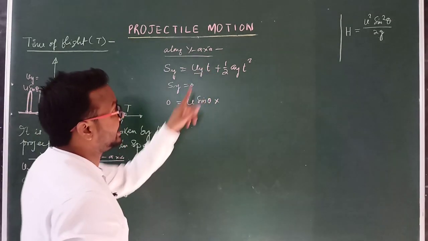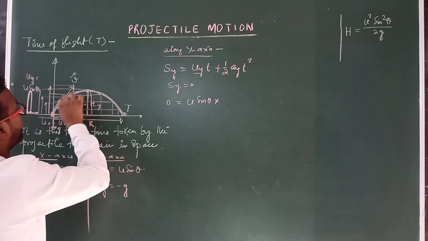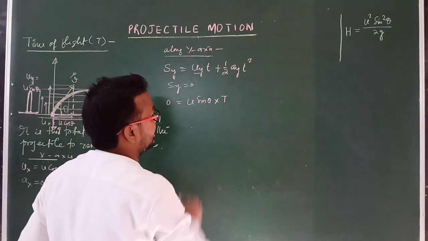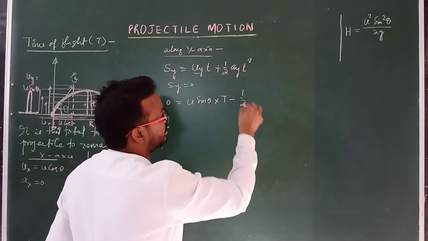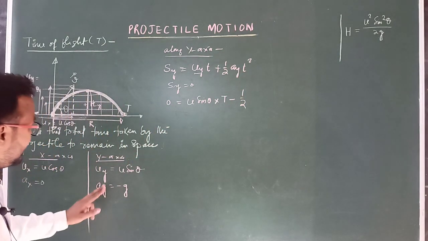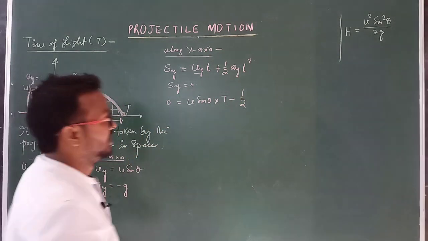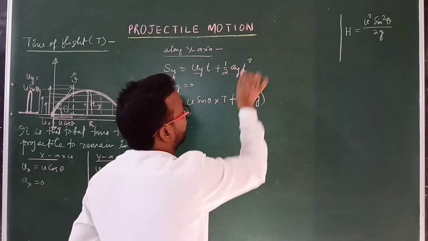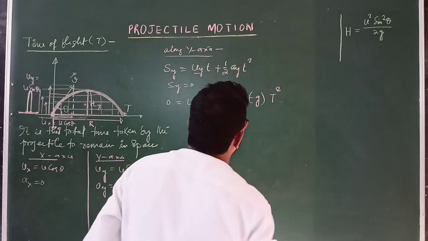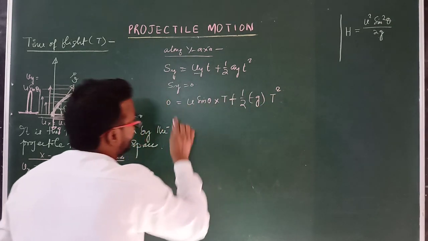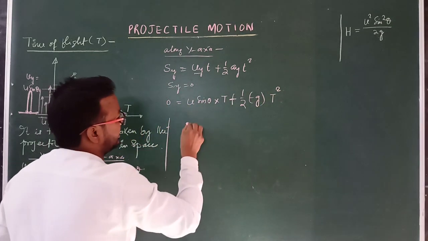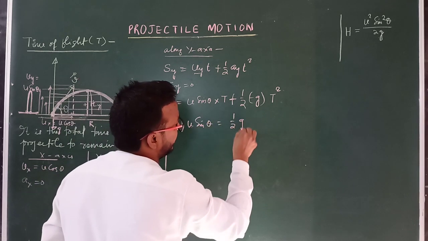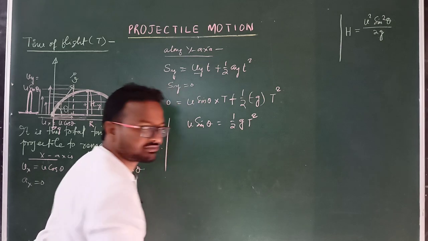and what is time t? This t means the total time taken by the projectile to remain in space. So here capital T, minus 1 by 2 acceleration, here ay, which equals minus g, into t, meaning capital T square. Clear? Here the negative sign. So now write this equation like this. So u sin theta equal to 1 by 2 g T square.